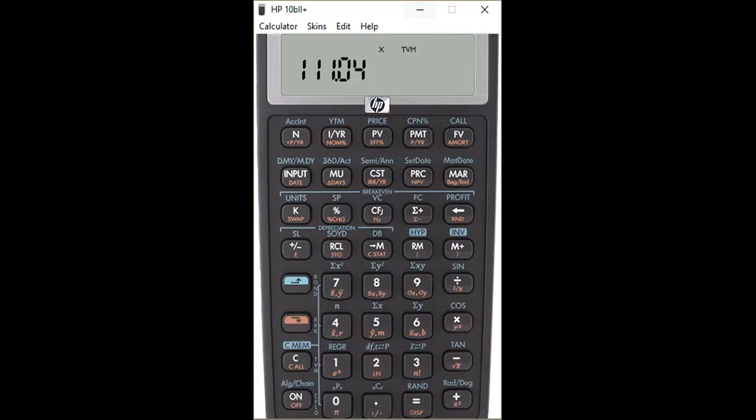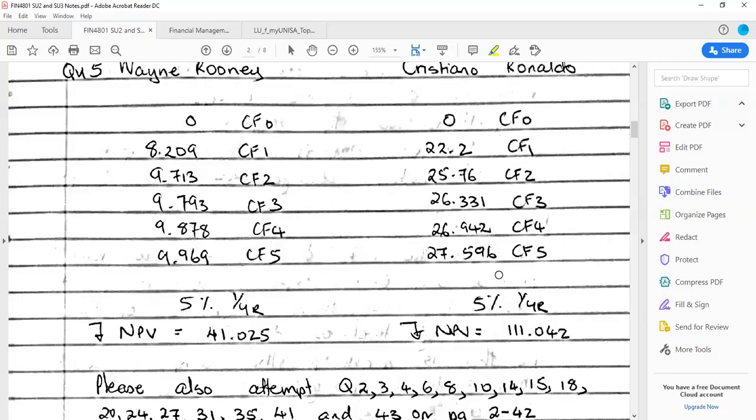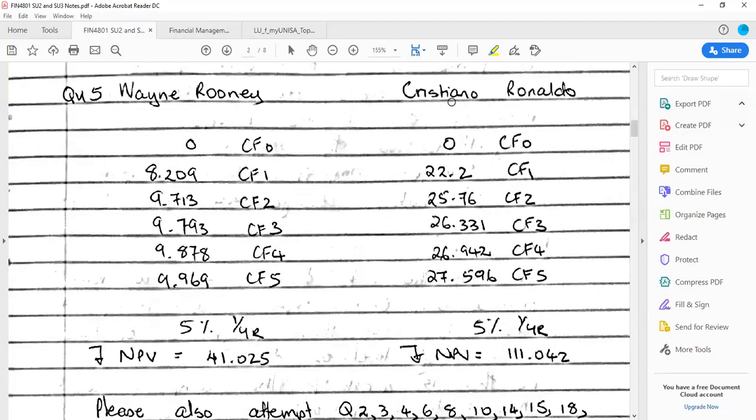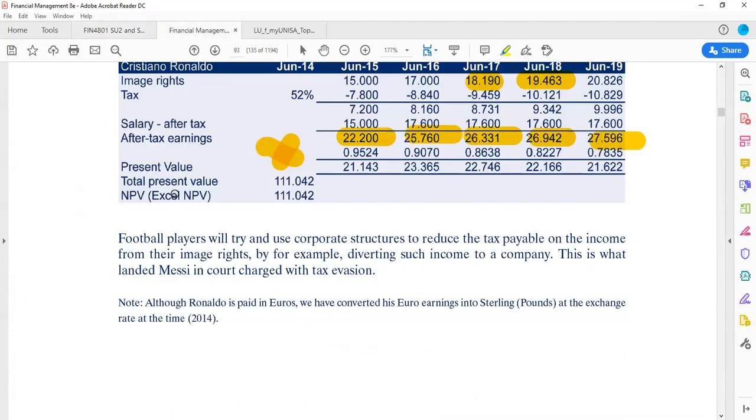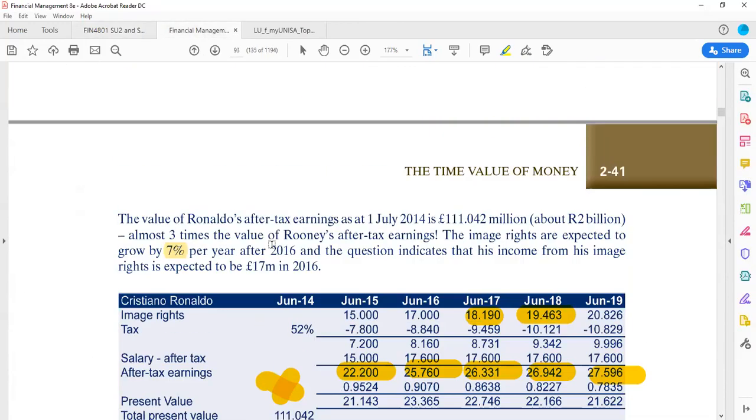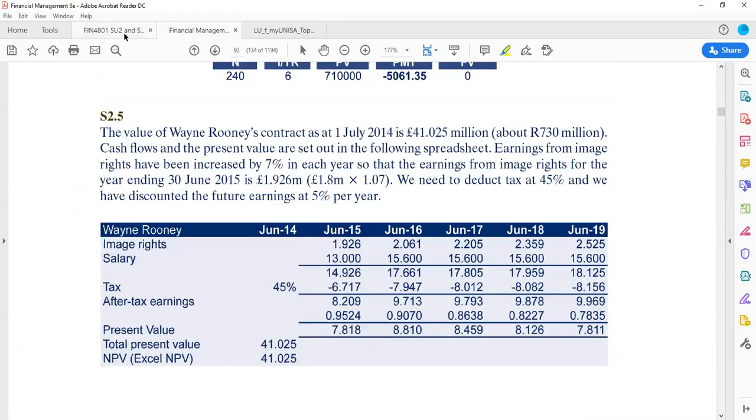So that's how we got this value right here. So clearly you can see that this player, Cristiano Ronaldo, has a higher net present value of his payments compared to Wayne Rooney. So that's what we were asked to calculate here, right? Okay.